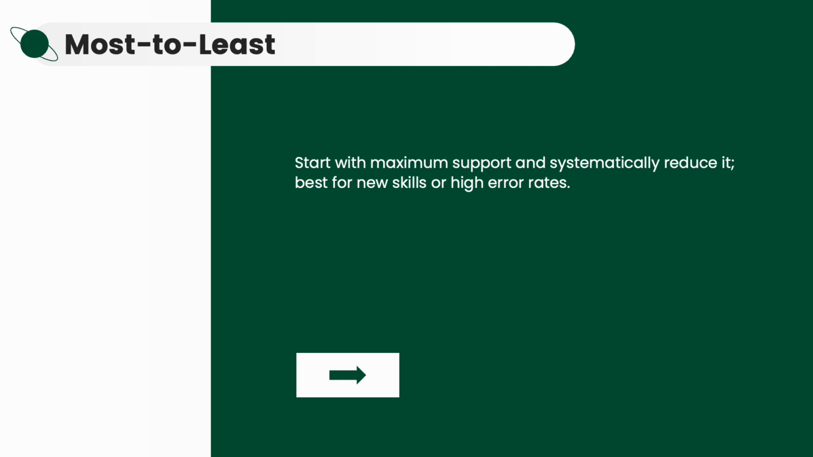So, can anyone give me an example of a skill where you'd want to start with full support? Some common answers include hand washing, using utensils, safety skills. But here's a caution. The biggest mistake with most to least is not fading quickly enough. If you stay at full physical too long, you risk prompt dependence, reduced independence. So always be thinking, when can I step back?